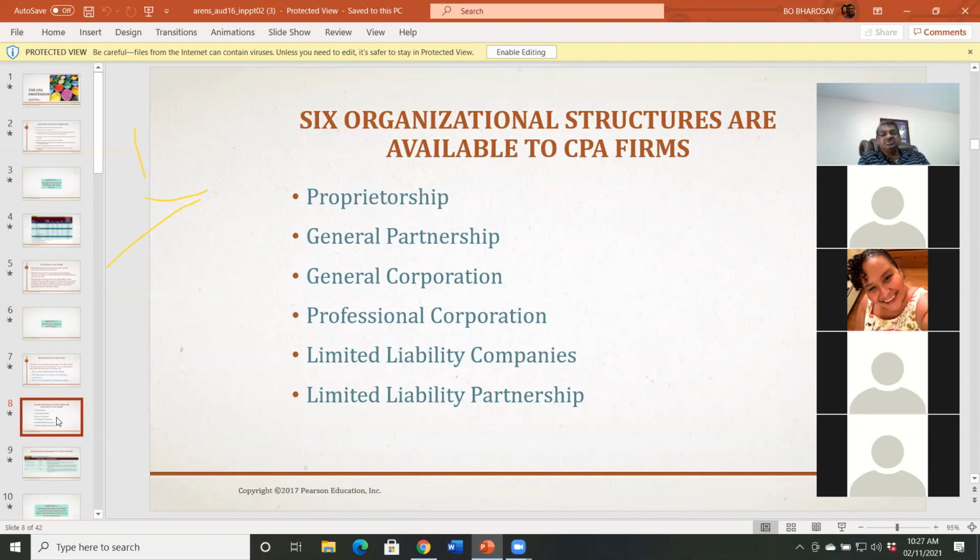General corporation, not a lot of states allow general corporation, but a few states do, and some of them may operate as general corporations. A lot of them operate as professional corporations, PC. Whenever you see PC behind the name of a company, it's a professional corporation. And the most popular form of organization for most companies today are limited liability companies and limited liability partnerships, whereby your liability is limited to what you invest in the company, basically.